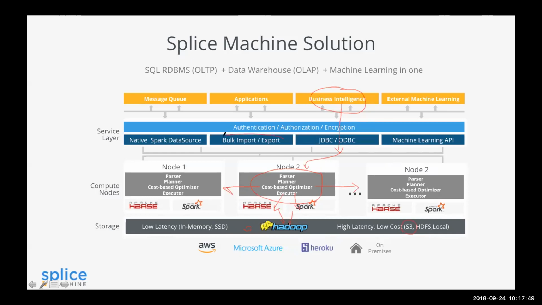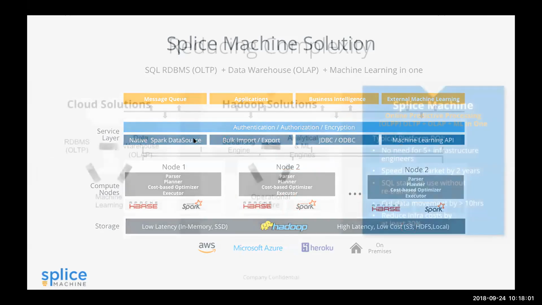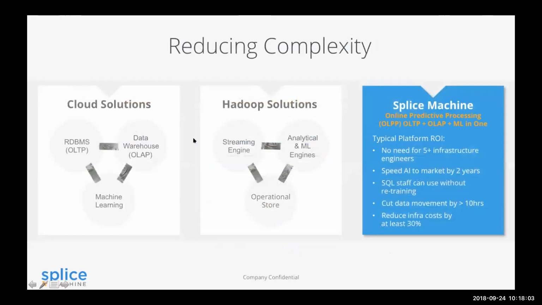We have bulk import and export API. We have machine learning APIs. We also have a native Spark data source. So for data scientists, there are mechanisms by which they can access the data directly, right? But this architecture dramatically reduces complexity, right?